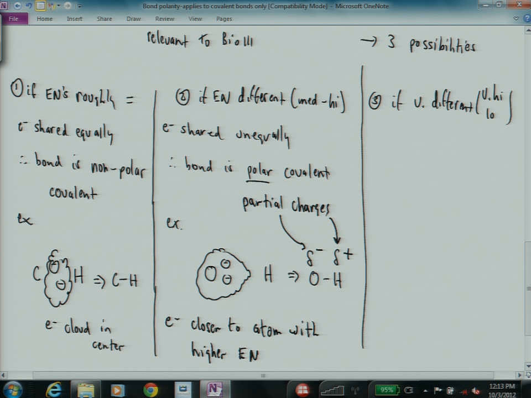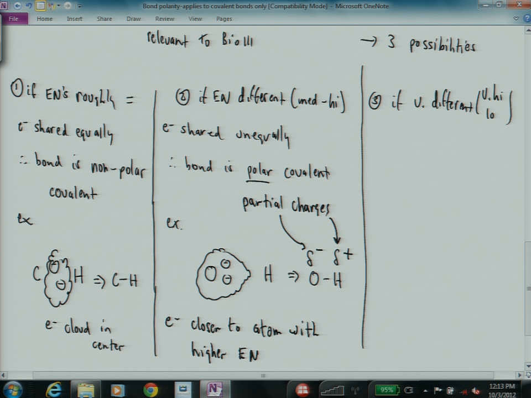So the electrons spend less time here. So this is net slightly positive, and that is net slightly negative. Right? And so that bond is now polar. It's not equally shared. There's a plus and minus charge. And we'll see there are interesting consequences of that, which we'll see in a minute.